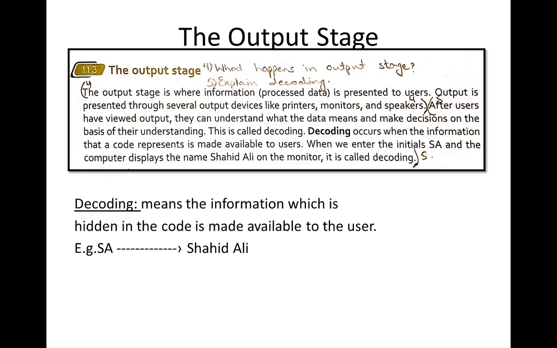Students, you must know about barcodes. You can see one at the back of your book. This barcode is having hidden code which is read by a barcode reader, which you must have seen at various shopping malls. These barcode readers decode the information hidden in the barcode and send it as useful information to the computer. So we can understand decoding occurs when the information that a code represents is available to the users.